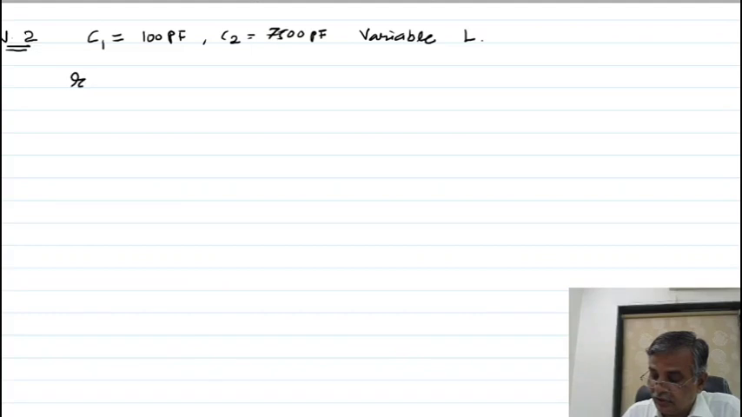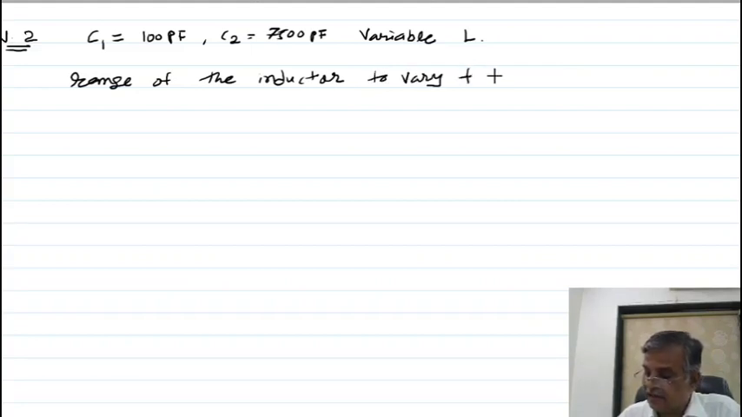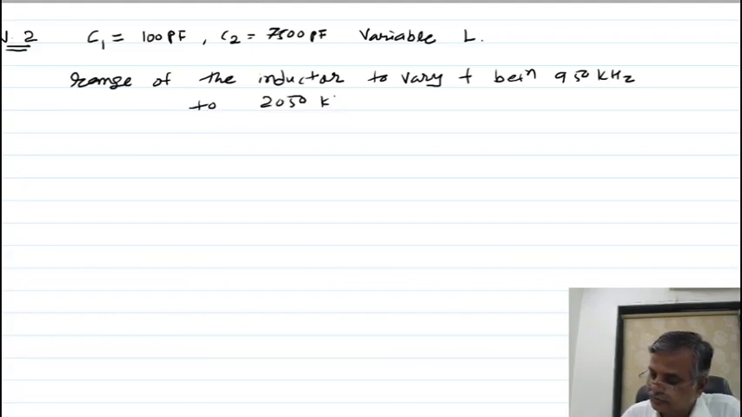Find the range of the inductor to vary frequency F between 950 kilohertz to 2050 kilohertz. Such a numerical we already did in a Hartley oscillator. In that, the capacitance we varied. Here we are varying the inductor.